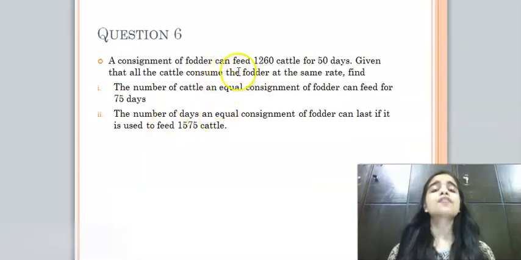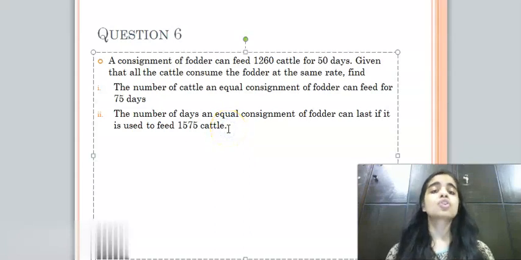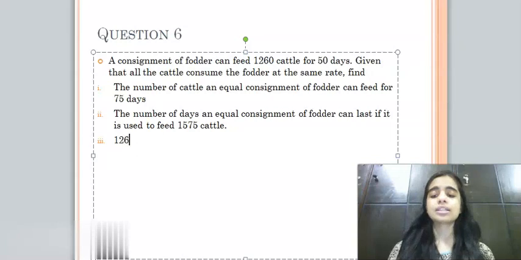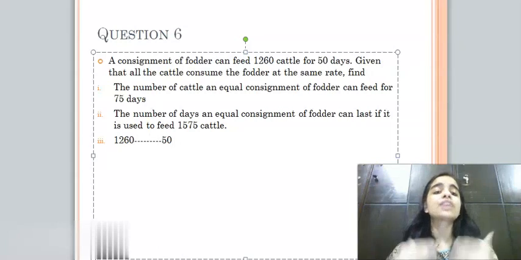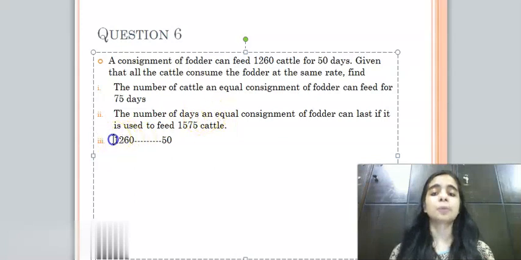Alright. Now let's look at question number 6. A consignment of fodder can feed 1,260 cattle for 50 days. Given that all the cattle consume the fodder at the same rate, this is the assumption. Find the number of cattle an equal consignment of fodder can feed for 75 days. So the same consignment, how many cattle can we feed in 75 days? So 1260 cattle in 50 days. Now, since we know that when I increase the number of cattle, my food will finish quickly and the number of days will decrease. So this will be inverse proportion.